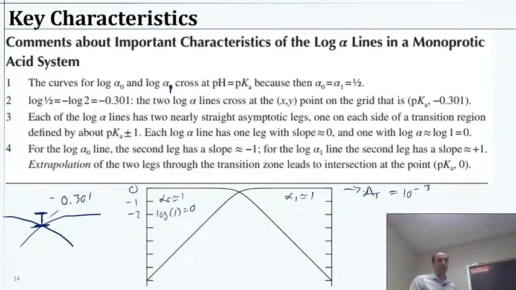Okay, last step says for the log of alpha 0 line, the second leg has a slope of minus 1. So we'll say m equals minus 1 for the slope. And of course, on the reverse, that's plus 1. Okay, and then we know that they're going to cross in some sort of transition zone, at that point where pKa is equal to pH.